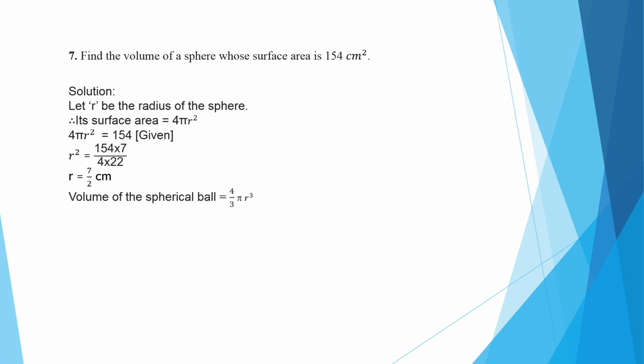We need to find volume. So 4 by 3 pi R cube. So 4 into 22 by 7 into 7 by 2 into 7 by 2 into 7 by 2. Now cancel it and after calculation, we are getting the value, that is 539 divided by 3 centimeter cube. In this way we will find the volume of this sphere. I hope this one is clear.